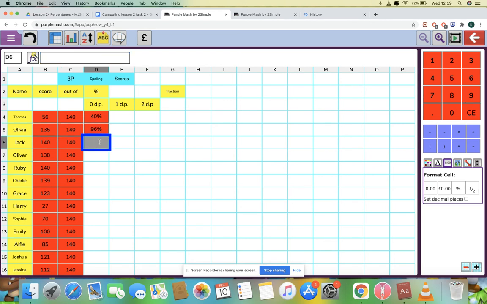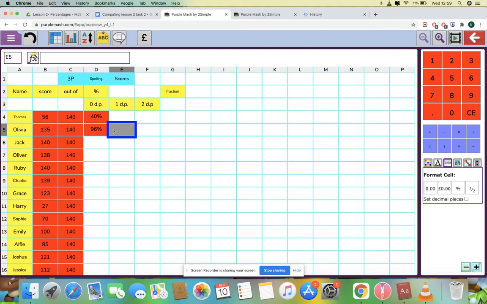places. Now, there is a quick way of doing it, so you don't have to do it for every single cell. We can just highlight all the cells that we want to be 0 decimal places, set decimal places as 0. So now hopefully every single percentage in this column should have 0 decimal places.